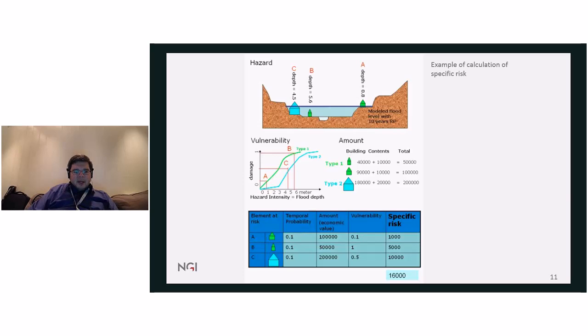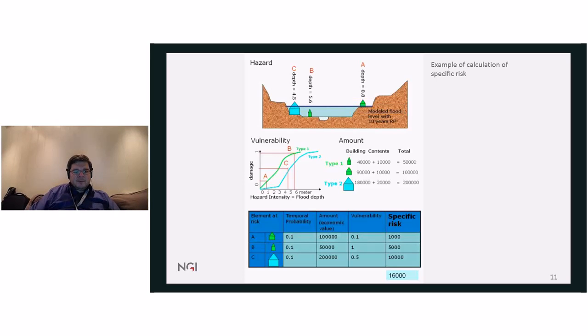Then the economic value of each building is given here, and that is the summation of the economic value of the buildings themselves and of the contents. And finally, the most important thing here is to figure out how much damage each building will suffer when exposed to this flood depth, or when affected by this flood depth.